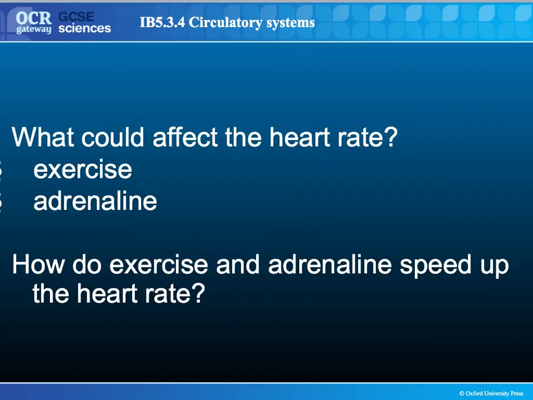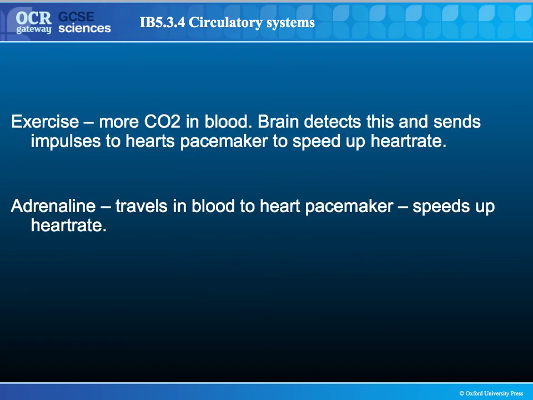So two things that could affect the heart rate that we're going to look into are exercise and the hormone adrenaline. So let's consider how these two factors can affect the heart rate. So with exercise, when you are exercising, your muscles will respire more, you'll need more oxygen and glucose, and you'll make more carbon dioxide, which will enter into your blood. Now, as we know, carbon dioxide in your blood will reduce the pH and could cause enzymes to denature if it doesn't exit your blood very quickly.